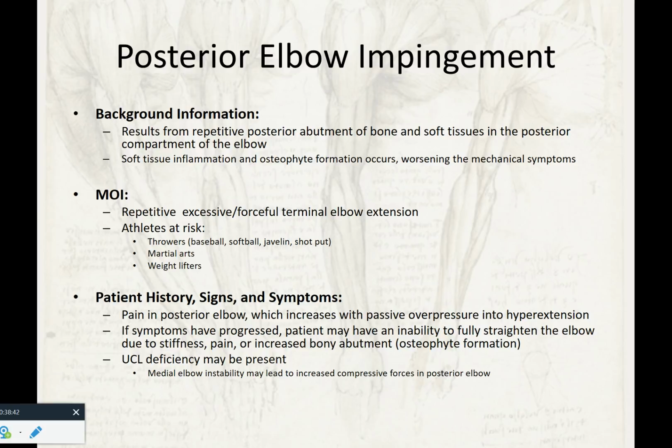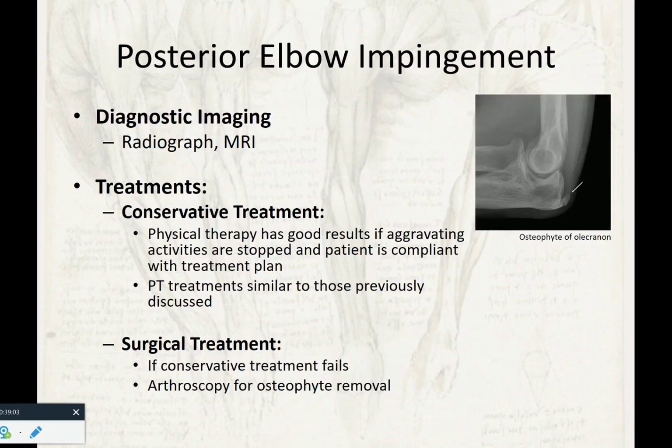We also see this condition in patients who are UCL deficient, and that's because the medial elbow instability may lead to increased compressive forces in the posterior elbow upon ball release or upon terminal elbow extension, then leading to things such as osteophyte formation and soft tissue impingement. If we look at a radiograph here on the right, it's one way to diagnose it. You can see the osteophyte coming off of the proximal end of the olecranon there.